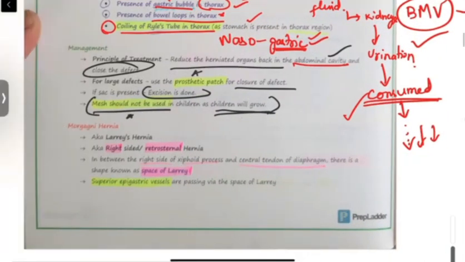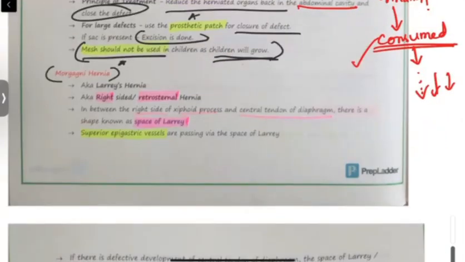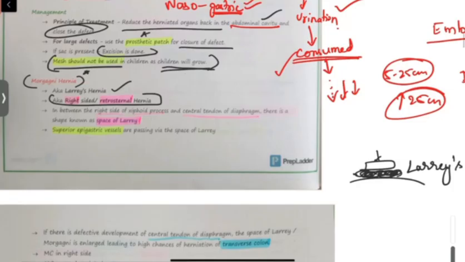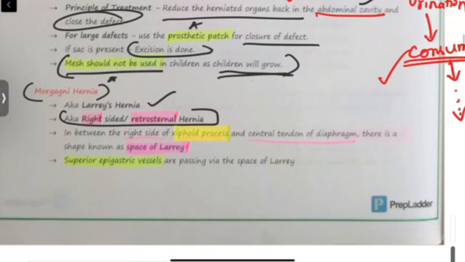Okay, so after this, Morgagni hernia. Just like I've said, it is also called Larrey's hernia, and it is usually right-sided or retrosternal. Just between the sternum and diaphragm, there is a space. This is called Larrey's space, and hence the name Larrey's hernia. If the contents are herniating through this anterior retrosternal space, behind the sternum, that is called Morgagni hernia. It is between the right side of the xiphoid process and the central tendon of the diaphragm, hence known as the space of Larrey.